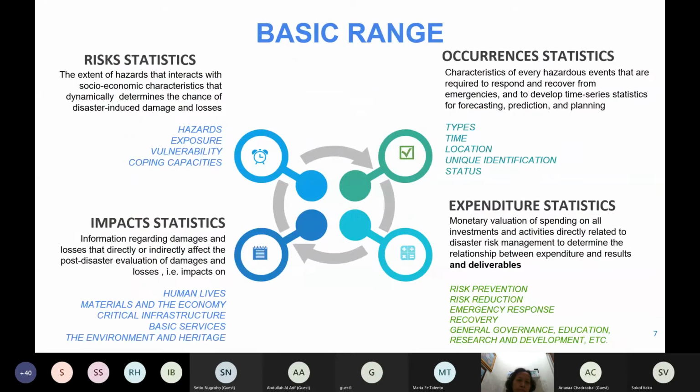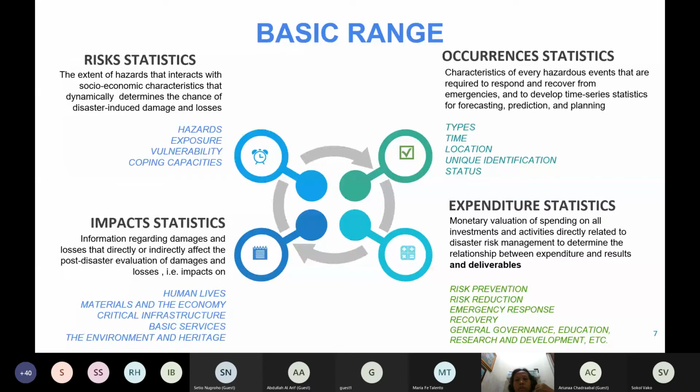Next. This is the basic themes that will be included in the framework, in the One Data disaster. We will put the risk statistics. It will include the hazard, exposure, vulnerability, coping capacity, and we will put all together the extent of hazard that interacts with the socioeconomic characteristics that dynamically determines the chance of disaster induced damage and losses.